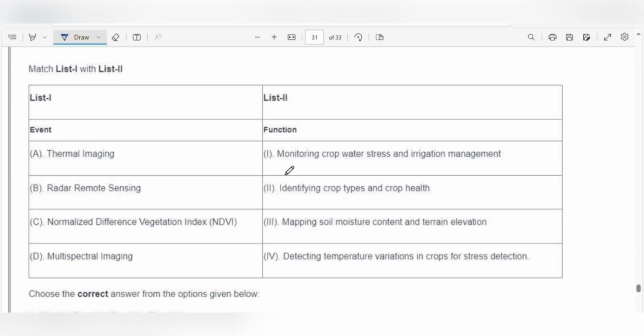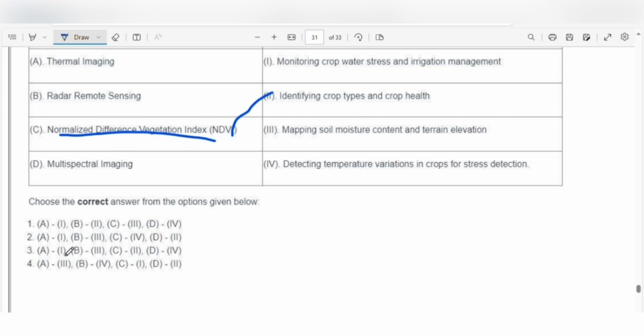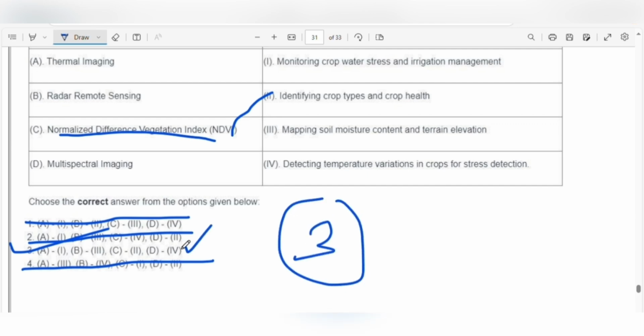Here you can see a question from remote sensing. They have asked to match the following, where in list 1 they have listed the events and in list 2 they have given the functions. So let's dive right into it. We'll try with the easy ones. Normalized difference vegetation index, we know that is used for identifying crop types and crop health. So C2, let's see. Yes, we have got our C2 and option 3 is the correct answer. All right. Still, we'll check the other ones.